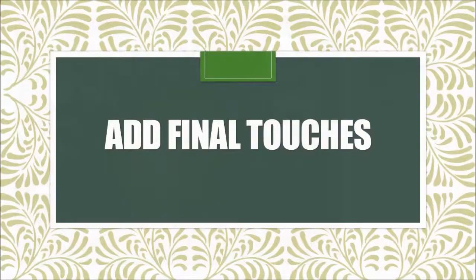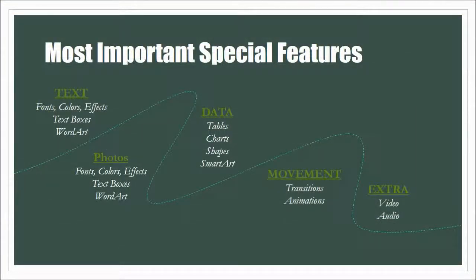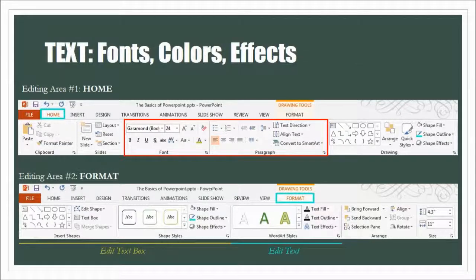Now for the final touches. The 5 main areas that we will cover are text effects, photo effects, working with animations and transitions, inserting data, and adding video and audio. There are 2 main areas for editing or adding text. The first section is on the Home tab. If you look at the font and paragraph sections under the Home tab, that's where you're going to get most of your basic editing functions.